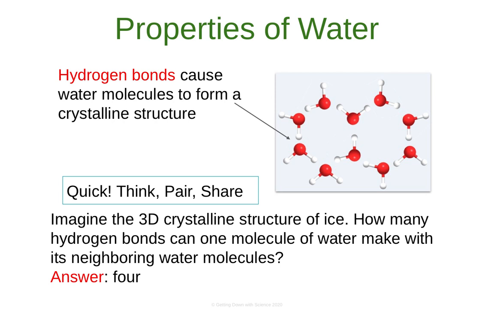So hydrogen bonds cause water molecules to form this crystalline structure as it freezes. Just try to imagine a 3D crystal structure of ice. It's going to make many, many hydrogen bonds. And if you think about it, how many hydrogen bonds can each water molecule make with its neighbor?